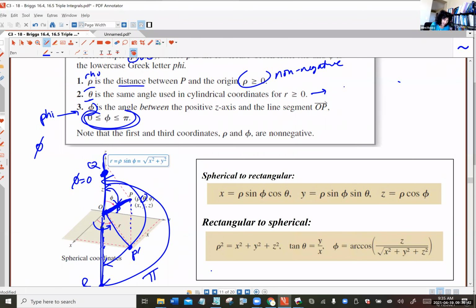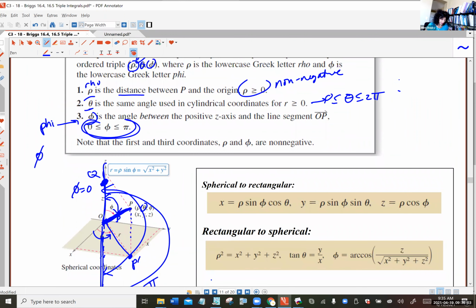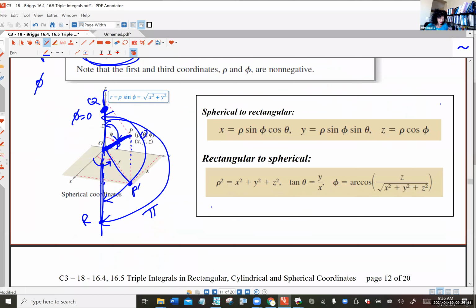Theta can be almost anything, but theta typically is between 0 and 2 pi. But it can be negative too. Remember we just did a problem where we had theta going between negative pi halves and positive pi halves. That's okay also. So theta isn't restricted. Theta is allowed to be negative if you need it to. Phi, no. Here are the conversion formulas.